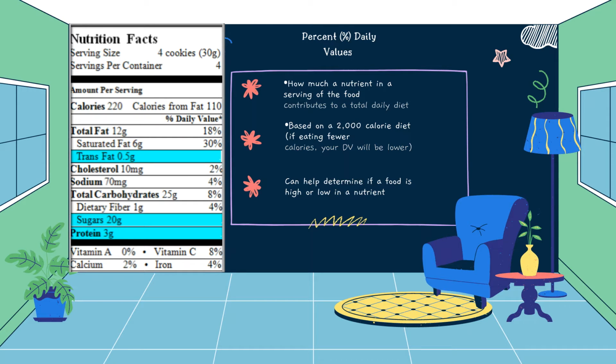The percent daily values are based on a 2,000 calorie diet. So if you're eating fewer calories, your daily value will be lower, and vice versa for a higher amount of calories.